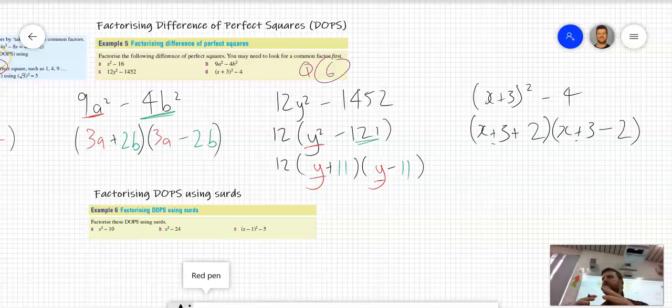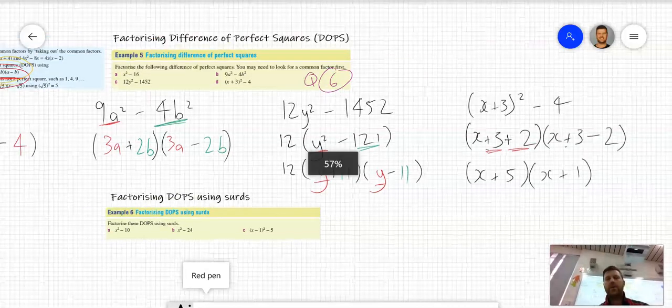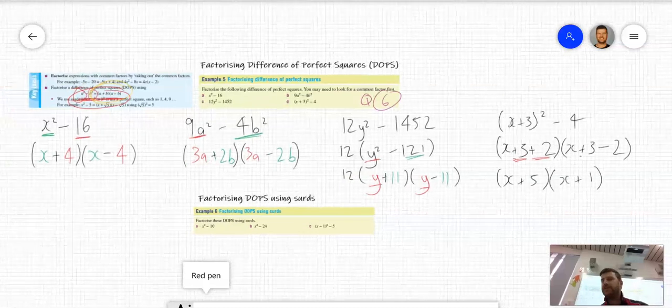I can still make it look better because if I look inside those brackets, technically these are really just two terms, but inside the bracket I've got 3 terms. And inside that bracket, there are what we call like terms, or constant terms, which I can collect. So those two like terms inside the first bracket would be positive 3 and positive 2, which would simplify to give me 5. Good. So x + 5. And then the second bracket would simplify to be x + 1. Good. All right. Beautiful. So that's how you factorize difference of perfect squares.